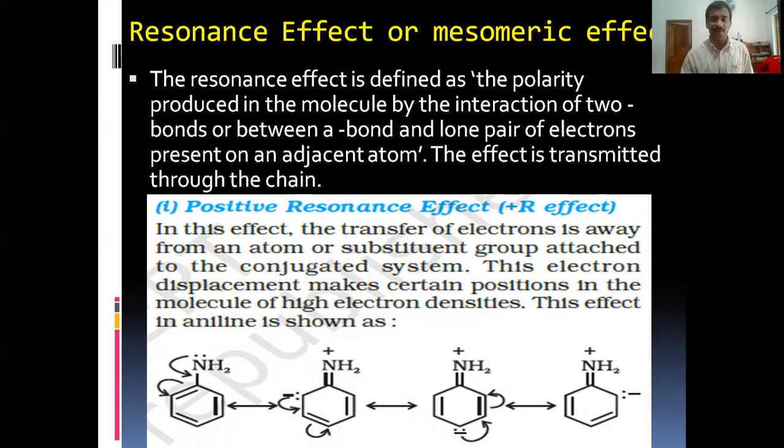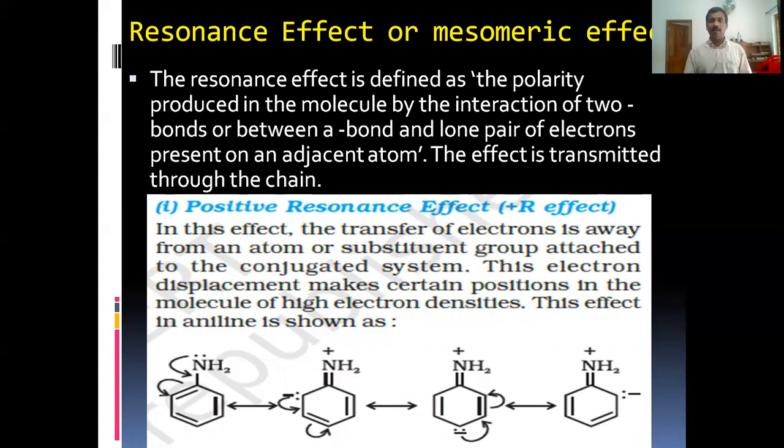So here we can see what the resonance effect is. Resonance effect, also known as mesomeric effect. The resonance effect is defined as the polarity produced in the molecule by the interaction of two bonds, or between a bond and a lone pair of electrons present on an adjacent atom. The effect is transmitted through the chain. Usually, we can observe it in conjugated systems, that is, alternate double bond systems. In a simple sense, it is an alternate double bond system.